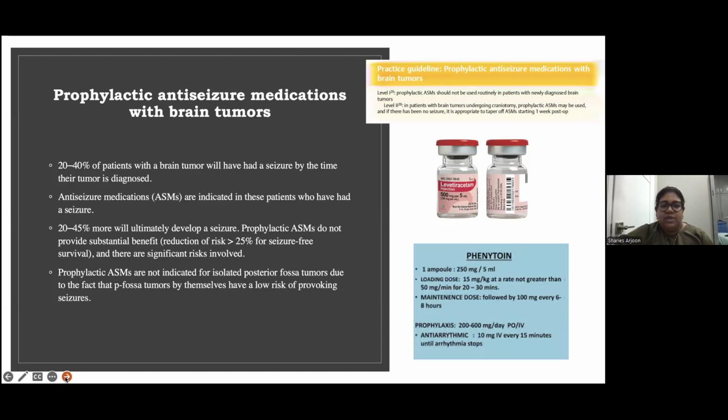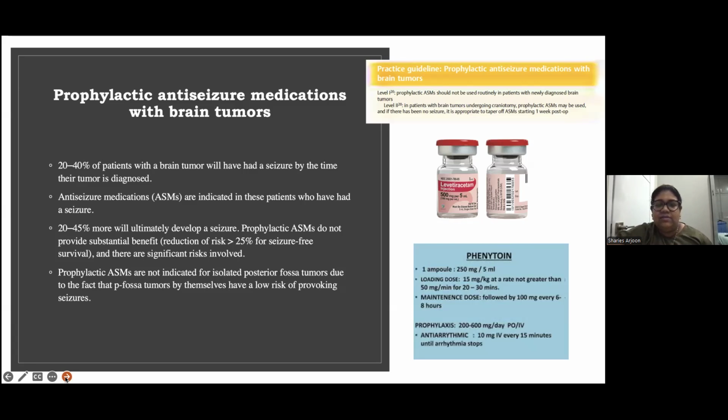Prophylactic anti-seizure medications are not indicated for isolated posterior fossa tumors, due to the fact that tumors in this area themselves have a low risk of provoking seizures. So the practice guideline for prophylactic anti-seizure medications, the level 1 evidence, is that prophylactic anti-seizure medications should not be used routinely in patients with newly diagnosed brain tumors.